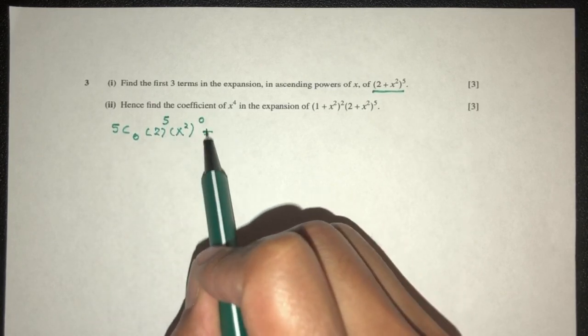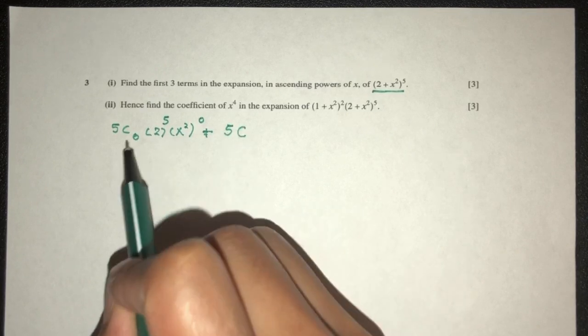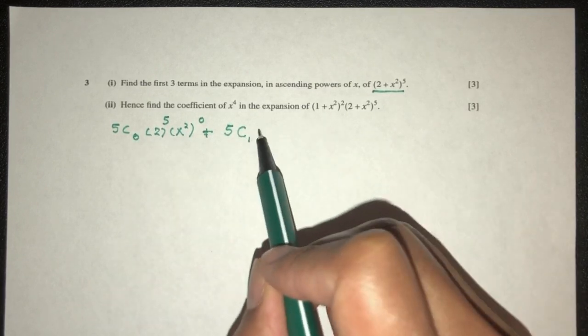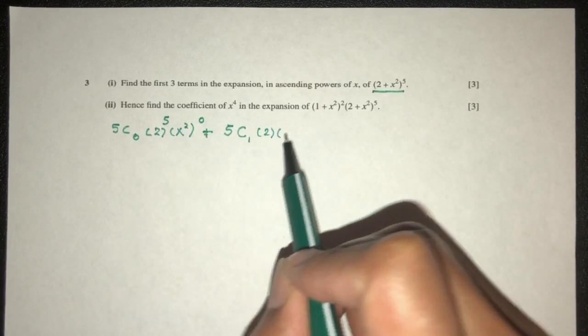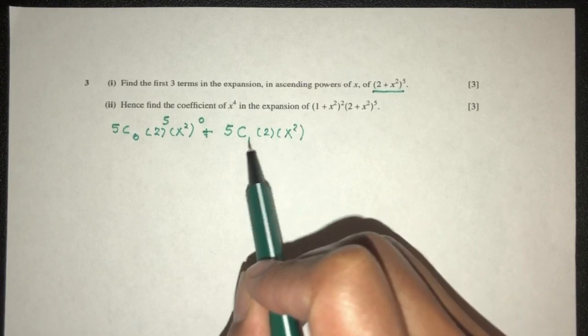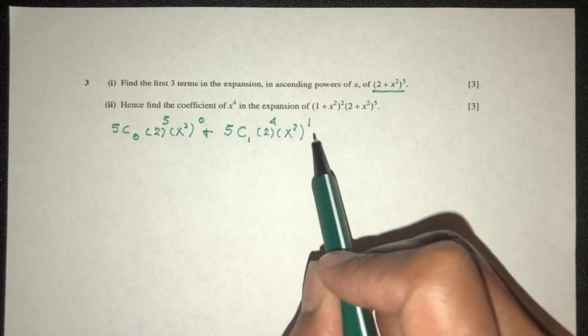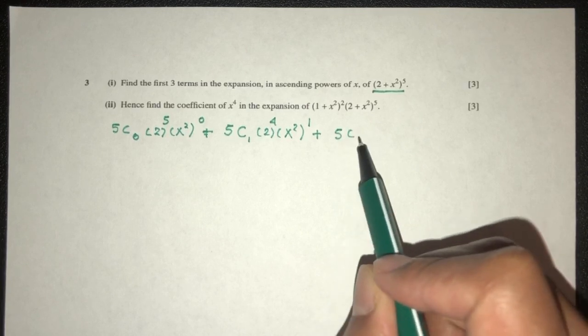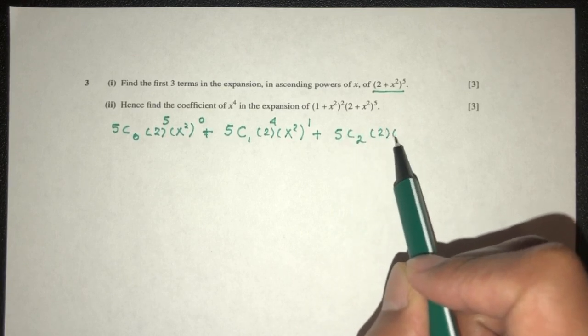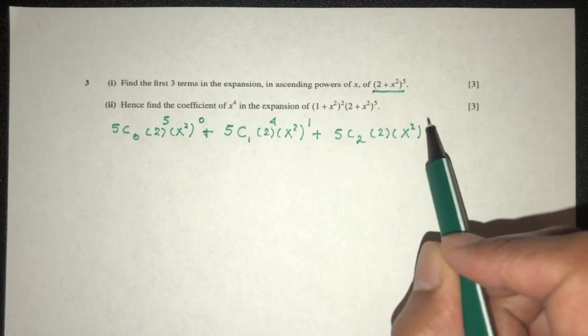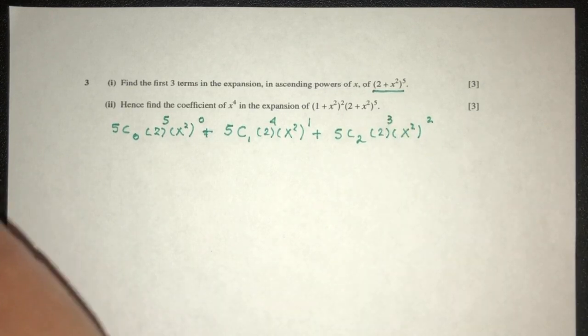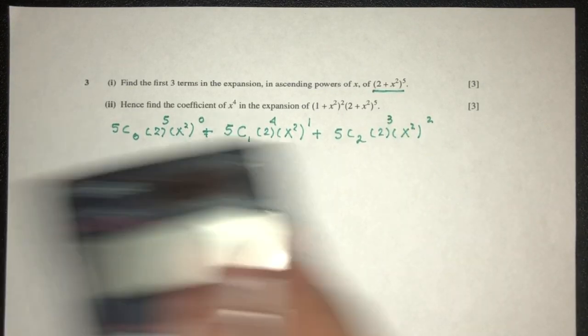Next term will be plus 5 choose, after 0 we have 1, obviously. Then we have 2 here, and then x squared. 1 here, 1, and that will be 4. And then the third term, that will be 2 here, and x squared. That will be squared, and then that will be 3 over here. So now we just have to simplify one by one.